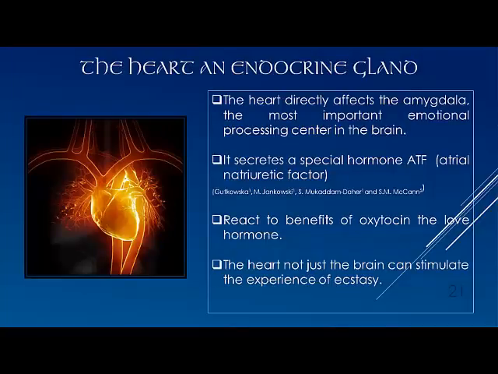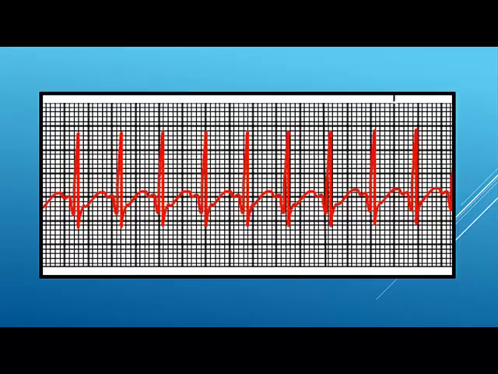The heart has been reclassified as an endocrine gland. It directly affects the amygdala, which is the most important emotional processing center of the brain. So it connects through the amygdala to the brain directly. It also secretes a very special hormone called ANP to slow the heartbeat. So if we experience stress, if we are in a state of fear, the heart will have a tendency to beat faster, and this is when that hormone ANP will be secreted and received on a receptor on the heart.